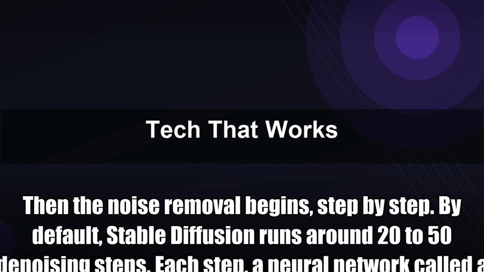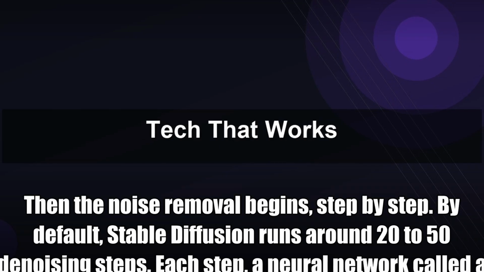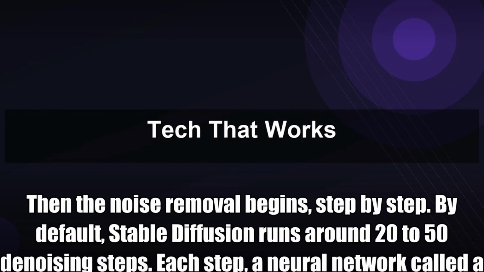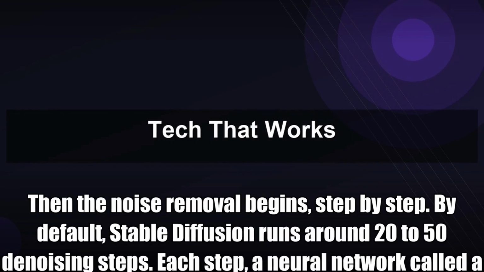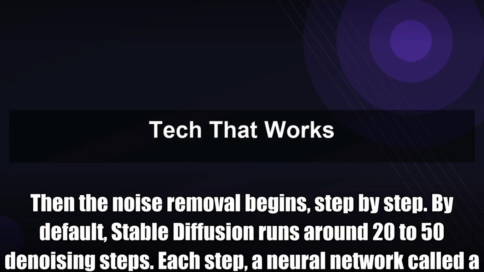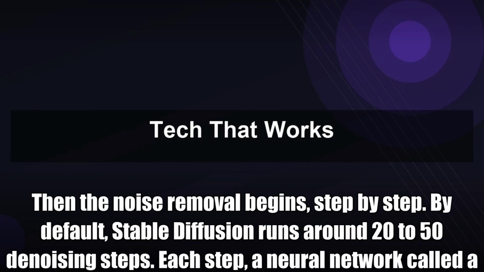By default, Stable Diffusion runs around 20 to 50 denoising steps. Each step, a neural network called a UNet looks at the noisy image and asks, does this look closer to what the prompt described? It nudges the pixels slightly toward the answer every single time.